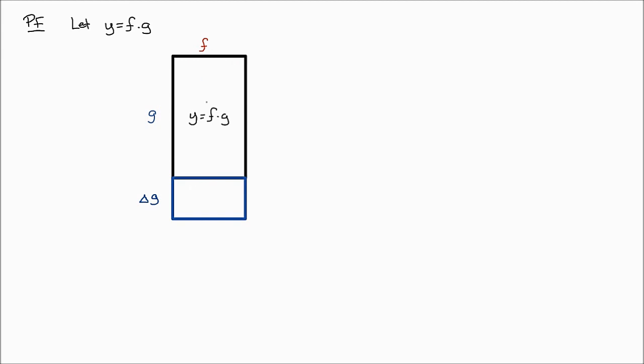So if we want to find out the area of this blue square, it's going to be f times delta g. Just for notational purposes, I'm going to write it this way, delta g times f. And I'll try to keep the coloring on the letters the same.